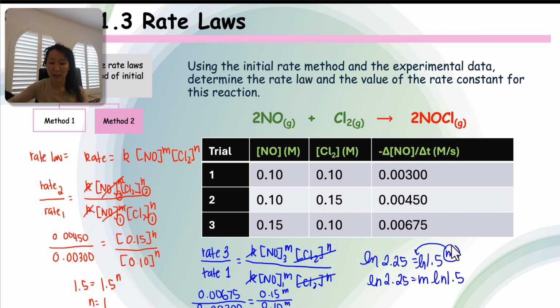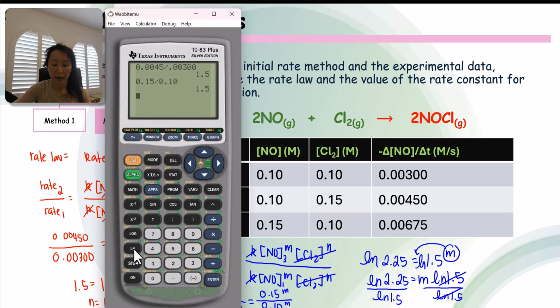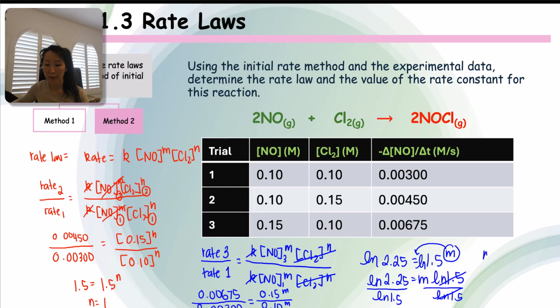So we'll go ahead and punch this into the calculator. Let's divide both sides by ln 1.5. ln 1.5 divided by ln 1.5, so the ln disappears and you just have m equal to all of this. All right, let's calculate that. There is an ln function right here. So that's ln of 2.25, close the parentheses, divided by ln 1.5, and close the parentheses. Then hit enter and you get m is equal to 2. So m is equal to 2.